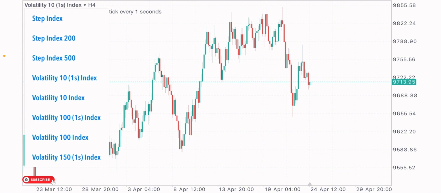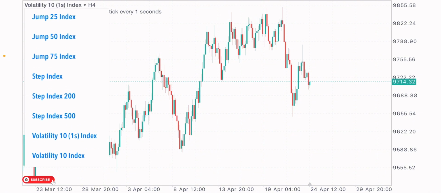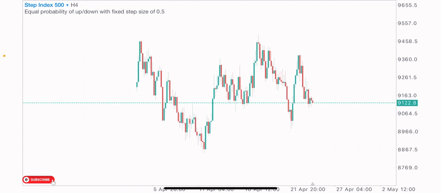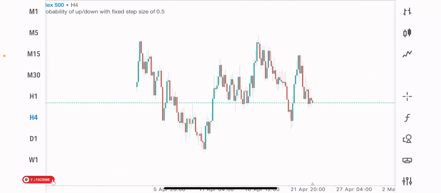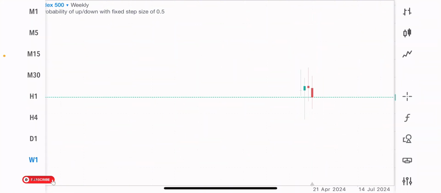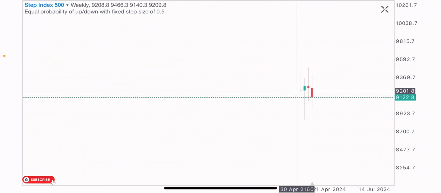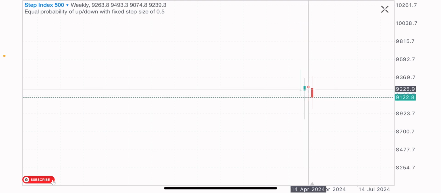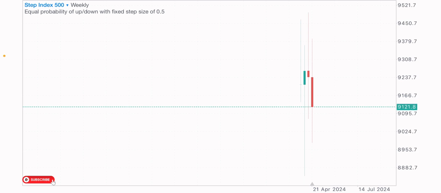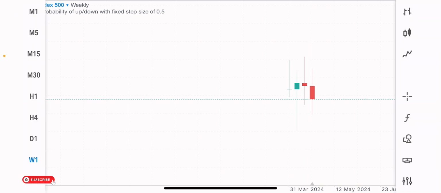So let's analyze the Step 500 Index, which is a new index. Let's have a look at it. On the weekly time frame, this index has been in existence for about 4 weeks now. This is the weekly time frame chart, so each candle we see here takes 1 week, that's 7 days, to form. That's roughly a month. The weekly time frame has less data.